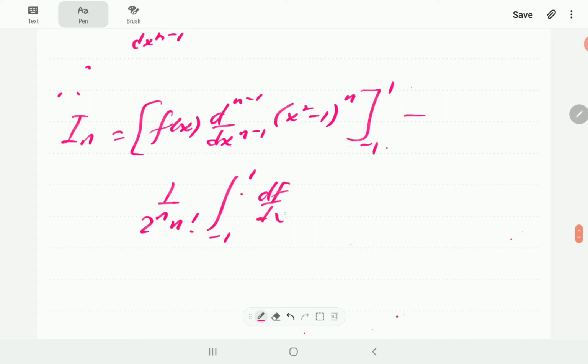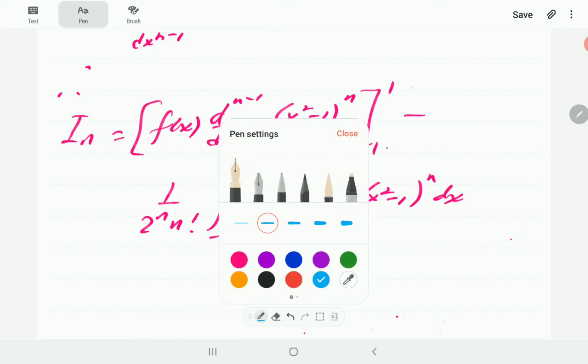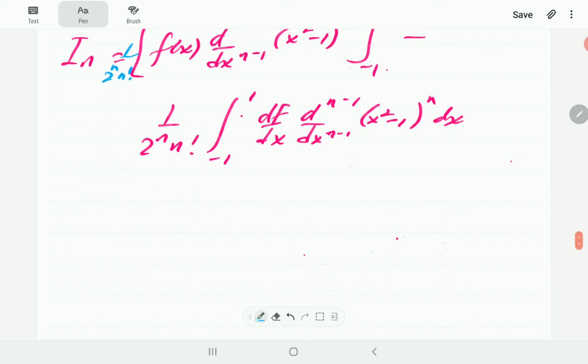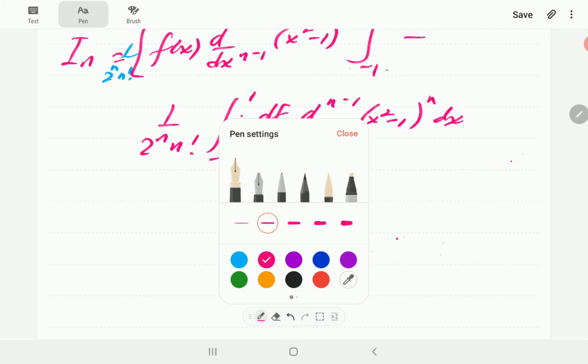So we're going to have df/dx times the (n minus 1)th order derivative of (x squared minus 1)^n dx. The thing that I was talking about is that even here there's going to be 1 over 2 to the power n and n factorial. All right, then we have to evaluate this at 1 and at minus 1. However, since this order of differentiation is less than that power, this term here is always going to be a multiple of x squared minus 1.